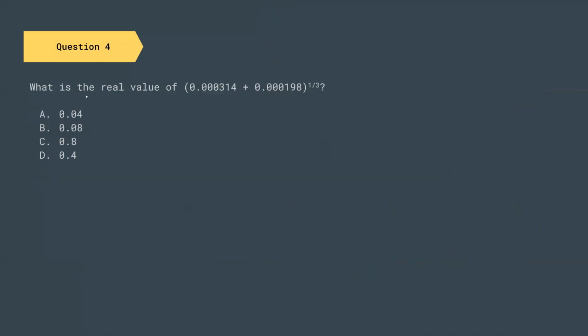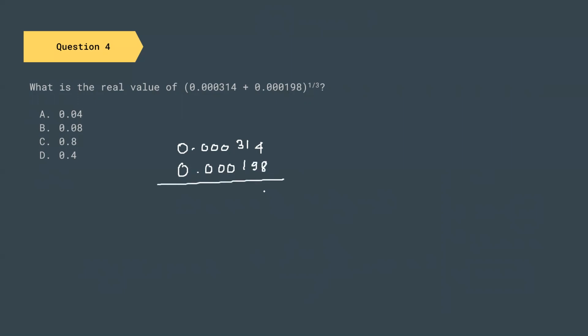Okay, so what we have is, what is the real value of 0.00314 plus 0.000198, and that is the cube root value. So the first thing that I'm going to do is add these two numbers. So I will write 0.000314, and I will add it with 0.000198.